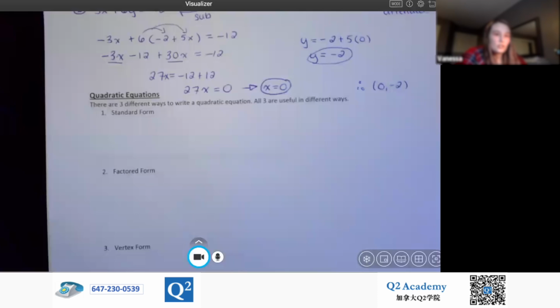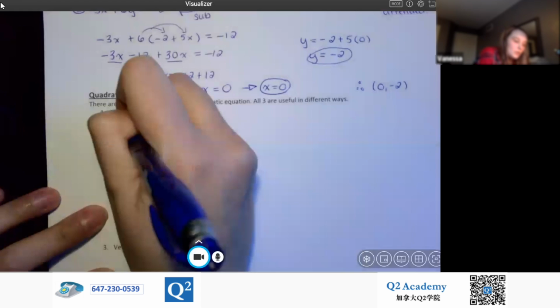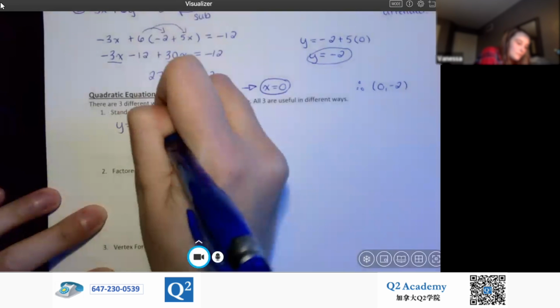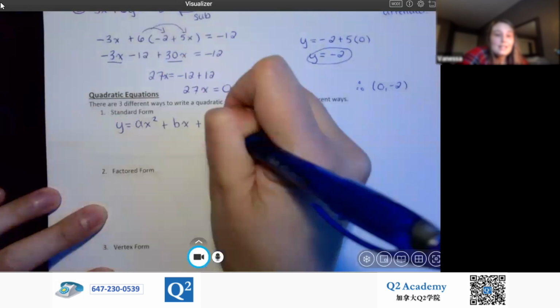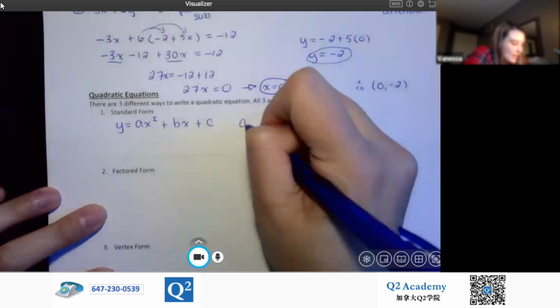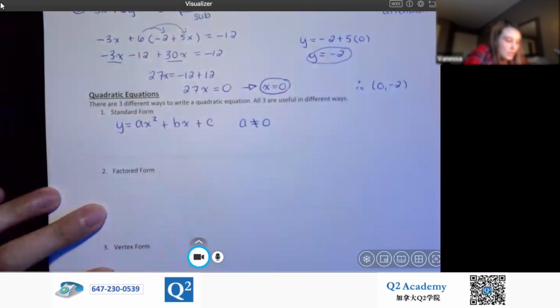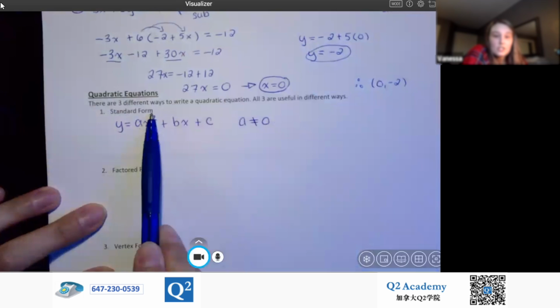is when your equation looks like this. You have y equals ax squared plus bx plus c. In this case, your a can't be equal to 0. If your a was equal to 0, it wouldn't be there, and you would actually just have a line. You would have just a linear equation.